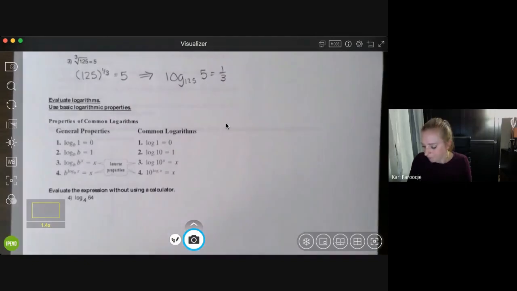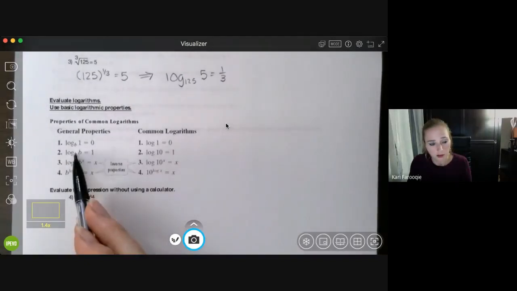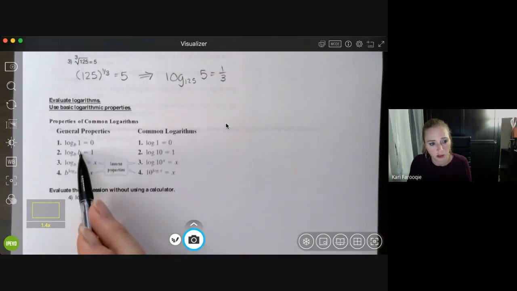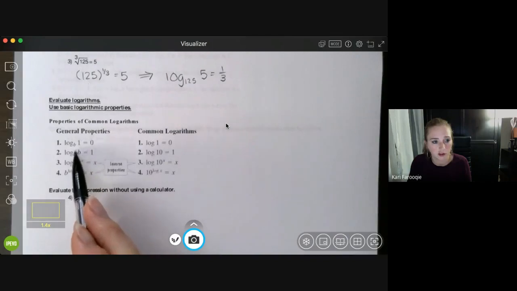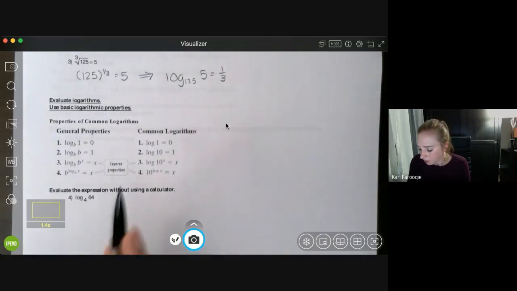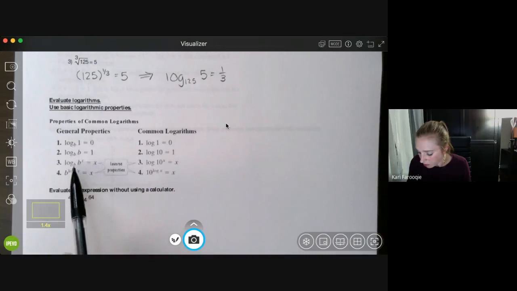Similarly, b, the base, to the exponent of 1, b to the first, equals b. So that's another common property. So whenever your base matches the log argument, your log is going to be equal to 1. The reason we're going over these is because we're going to be doing a lot of simplifying and evaluating log expressions. So we need to know how to do that.